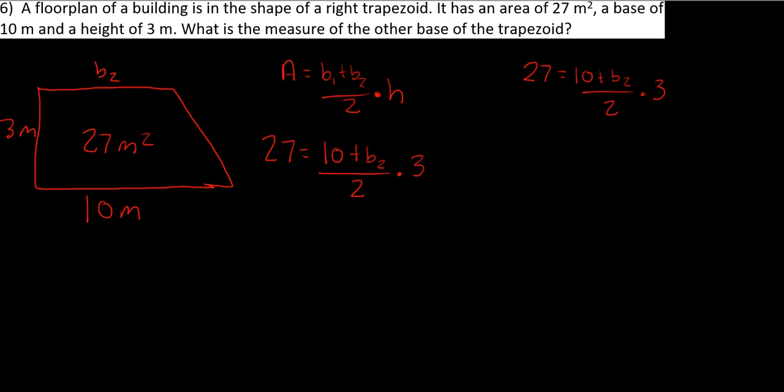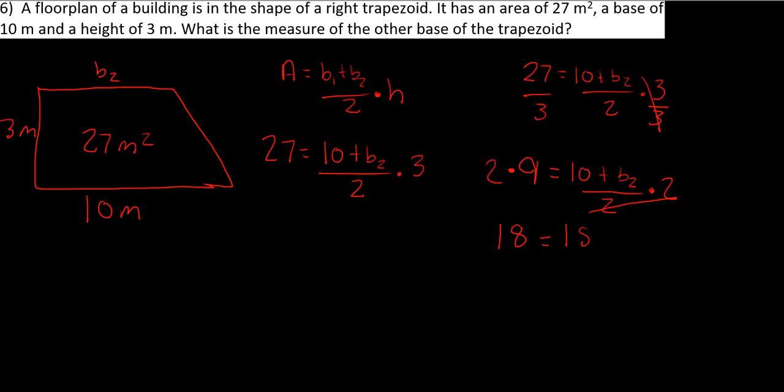Okay? So I need to get to this base 2, but all of this stuff is in the way. This says to multiply by 3, so let's just go ahead and divide each side by 3 in order to get rid of that 3. So I have 9 is going to be equal to 10 plus b2 over 2. Now, this divide by 2 is in my way. So I'm going to go ahead and multiply by 2 and multiply by 2. So 9 times 2 is going to give me 18. So now that that's gone, this makes this problem a little bit easier.